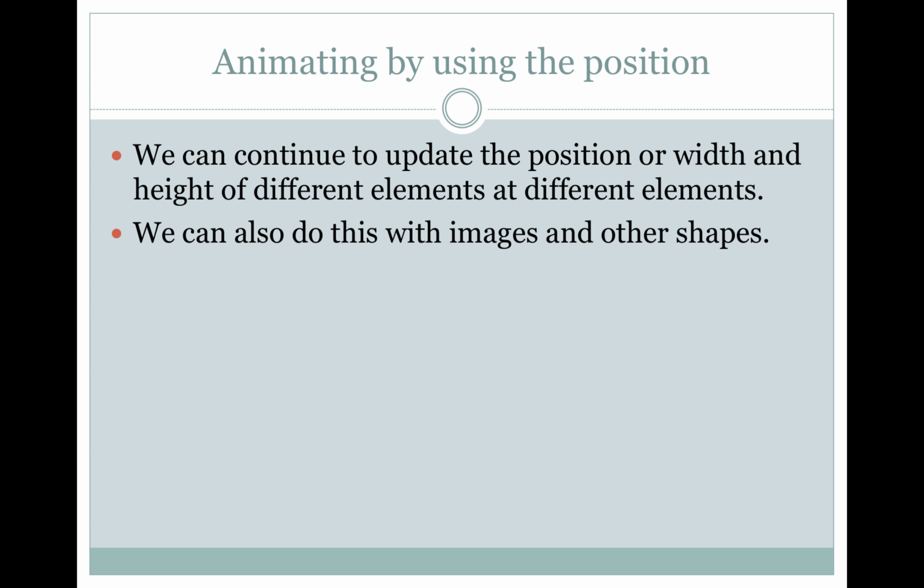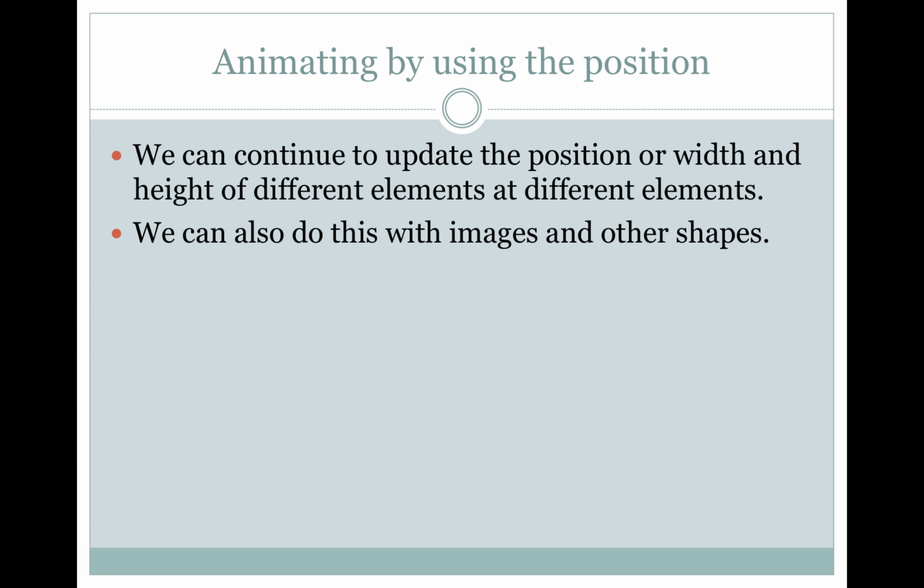We can animate in a couple of different ways. The first way is by using position. We can use JavaScript and this setTimeout methodology to continuously update the position or width or height of different elements. And we do that incrementally. We can access this data using the document object model through our style property.